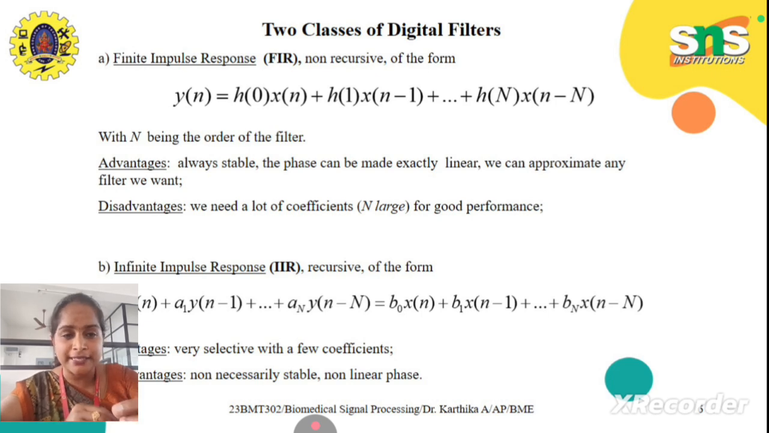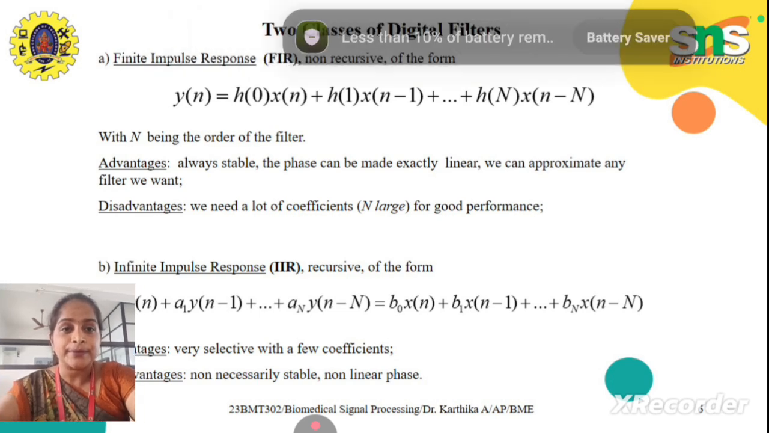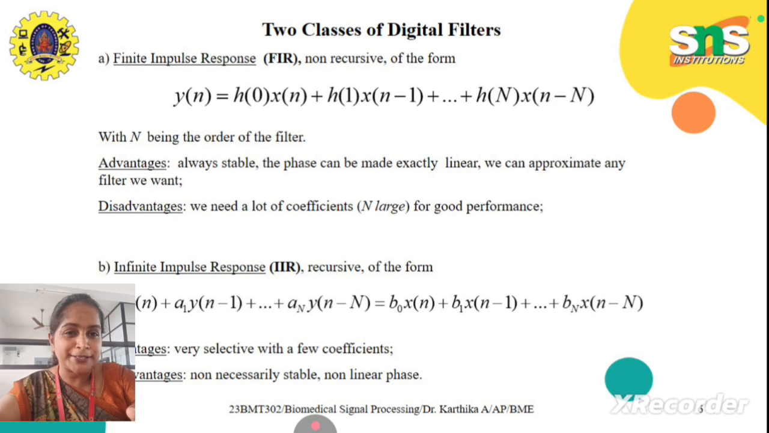And the infinite impulse response, which is recursive, is of the form y of n plus a1 y of n minus 1 plus up to aN y of n minus N, which is equal to b naught x of n plus b1 x of n minus 1 plus etc. plus bN x of n minus N. Here the main advantage is that it is very selective with few coefficients, and the disadvantage is that it is not necessarily stable and has non-linear phase.